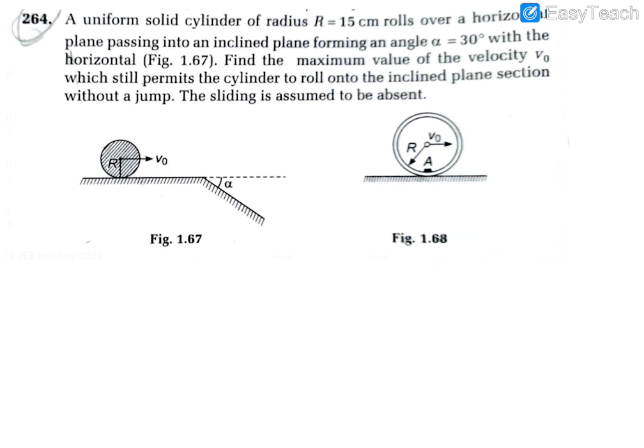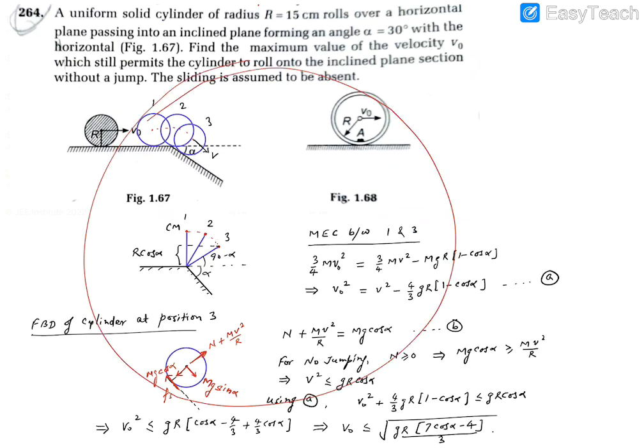Let me show the slide and explain how the solution goes. Here the solution is mentioned. We are going to consider three close, consecutive figures. One indicates just before the edge is arrived at. Two indicates when the cylinder is just at the edge, and the third indicates just crossing the edge, that means landing on the inclined plane. Though I have shown them at some distance, we are considering them just close to each other.